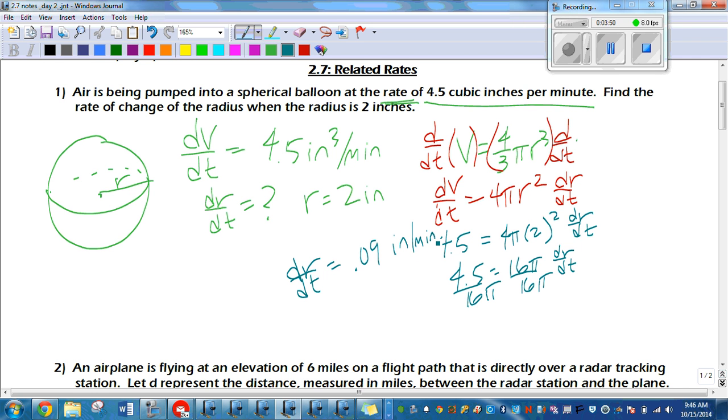You want to make sure you label your answers. So we're talking about radius, that's just measured in inches. So this is going to be inches per minute. I did say 3 decimal places, and it would have rounded to 0.090. I'm not going to bother writing the 0.